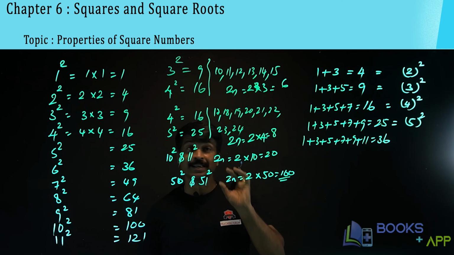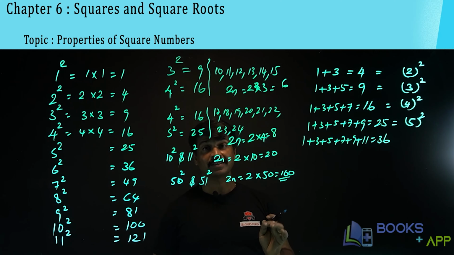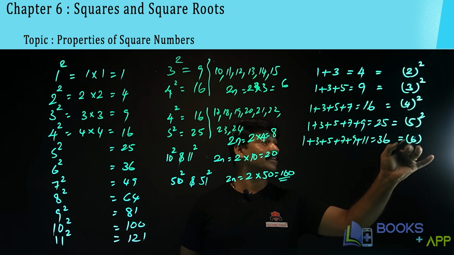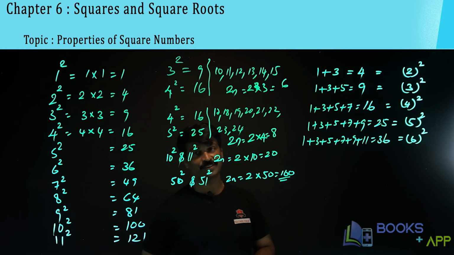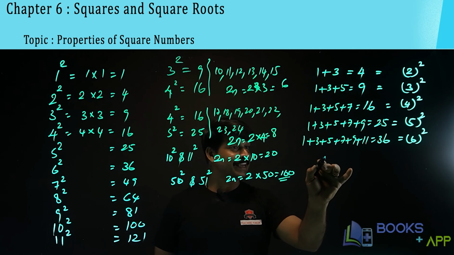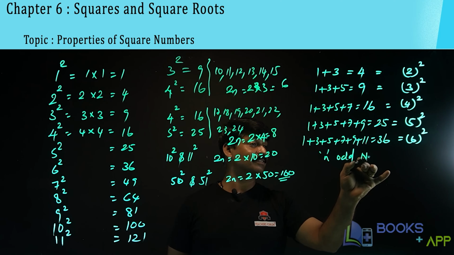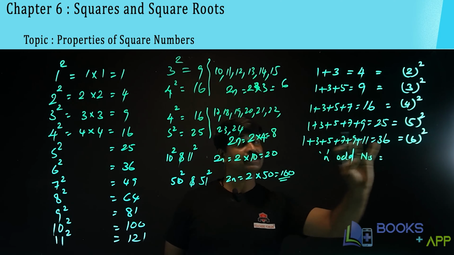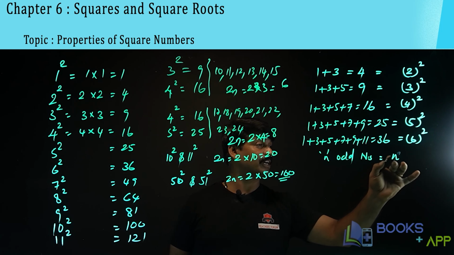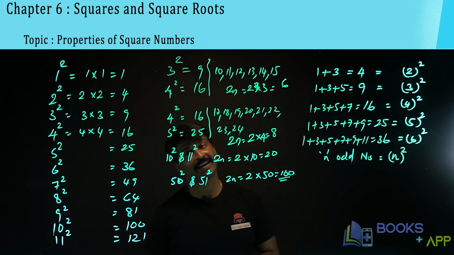So if you find the sum of first 6 odd numbers, its square will be what? 6 square, that will be 36. So if you take n odd numbers, similarly here you have taken 2, 3, 4, 5, 6, etc. If you take n odd numbers, what will be the sum of those n odd numbers? That will be equal to n square.